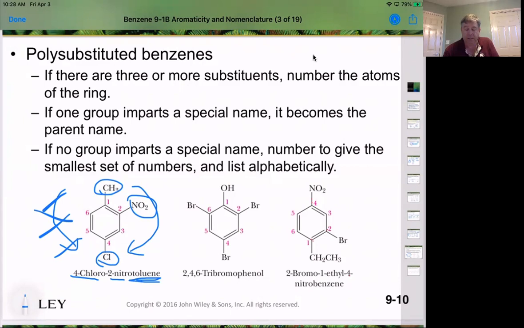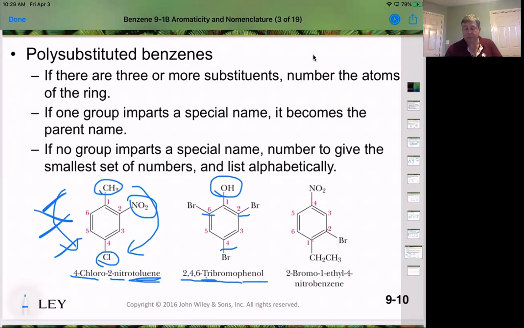Okay. So in this case right here, we have OH. OH tells us it's a phenol. That's one of our special names. And we can number it either way, clockwise or counterclockwise, because we'll end up with a 2, a 4, and a 6 position. Therefore, we get 2,4,6 tribromophenol. Again, if we had another substituent on here that was less than B, it would be before this. If it was higher than B, it would be after this. Because remember, the prefix does not count in alphabetization.